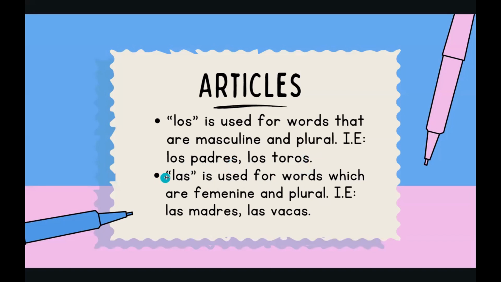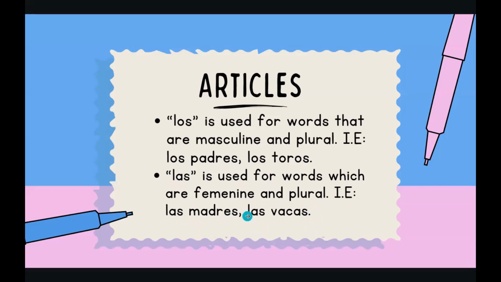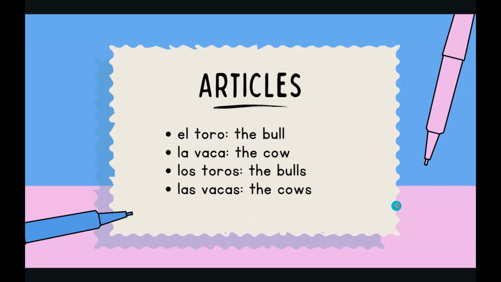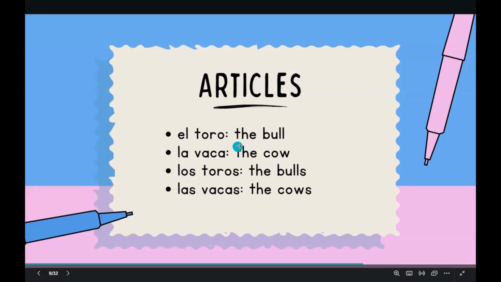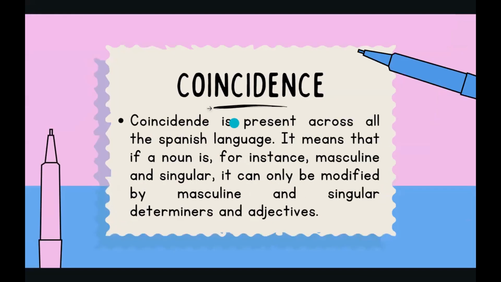Now, las is the same but for feminine and plural articles. We have las madres and las vacas. Once again, we've added an S at the end of each word in order to make them plural, okay? And therefore, we have to change the article as well because these words are still feminine but are not singular anymore. We need to add the word las in order to make them plural. So, the articles in Spanish, just as a brief summary, are el, la, los, and las. As you can see, these are all translatable as the bull, the cow, the bulls, and the cows. All right, let's check it out.